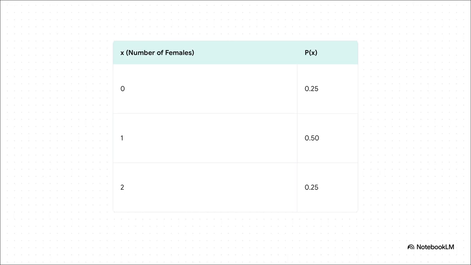And this table, this is our probability distribution. It tells us there's a 25% chance of 0 females, a 50% chance of 1, and a 25% chance of 2. And notice, what do 0.25, 0.50, and 0.25 add up to? Exactly 1. It follows the rules.